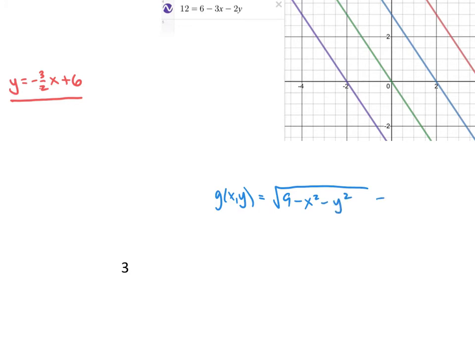Let's say that, and again, we're going to let this equal k. And the very first one there is k is 0. So let's just let this equal 0. And so algebraically, what you would get is 0 equals 9 minus x squared minus y squared. And x squared plus y squared is equal to 9. And we know what that looks like. It's going to be a circle with a radius of 3 centered at the origin.